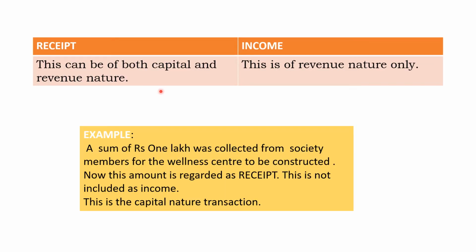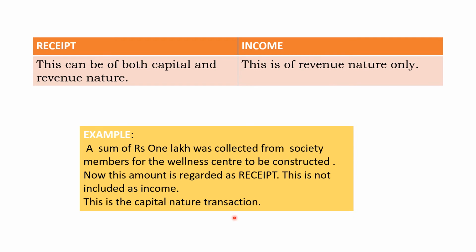Next slide. See, receipt can be of both capital and revenue nature. Income is only of revenue nature. Right. See, a sum of 1 lakh was collected from society members for the wellness center to be constructed. In that society, a wellness center is going to be constructed, and for that I have collected money from all the members. Now, this amount is regarded as receipt. This is not included as income because this is not revenue nature. This is a capital nature transaction.